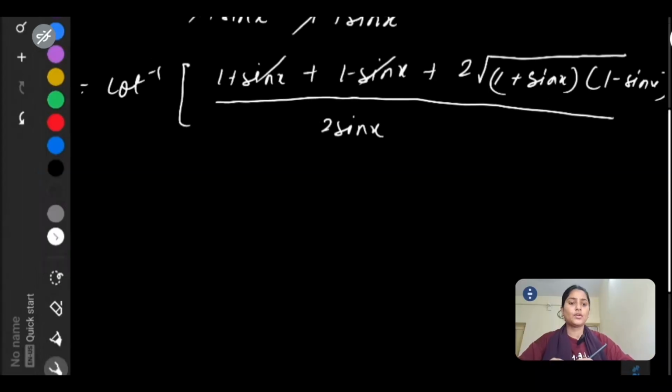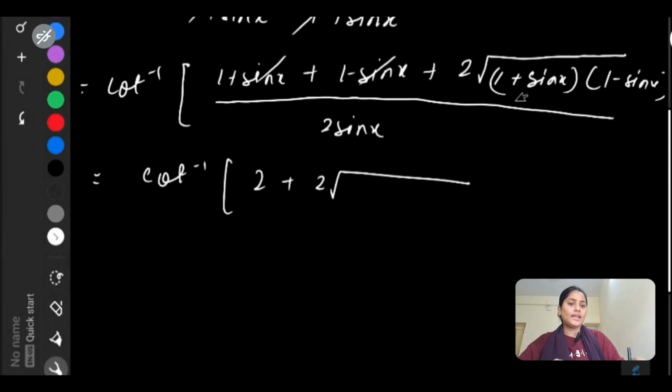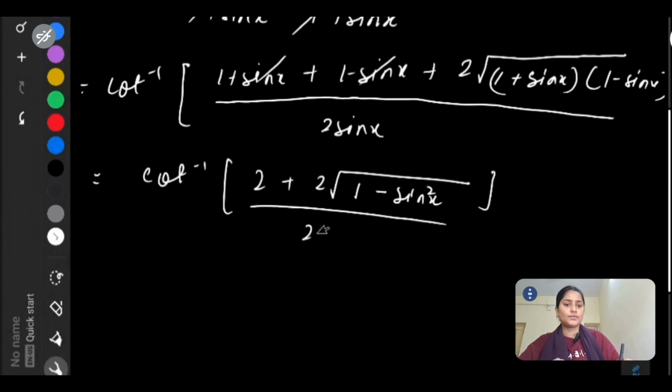Due to some technical issue, it got interrupted yesterday. So I am starting from this step. Okay. So here we have cot inverse of 2 plus 2 root. Here a plus b and a minus b, we can write as a square minus b square, which is 1 square minus sine square of x, right? And in the denominator, we can write 2 sine of x, right?